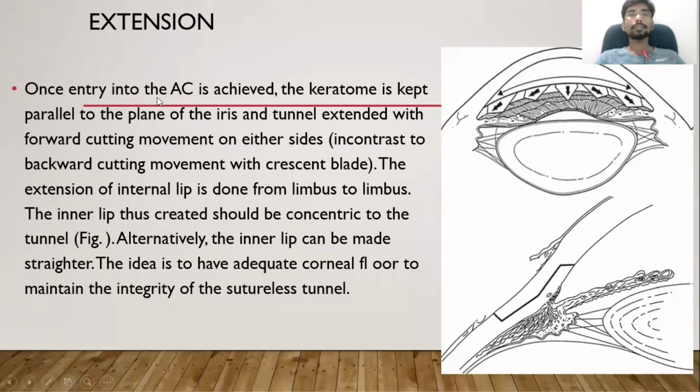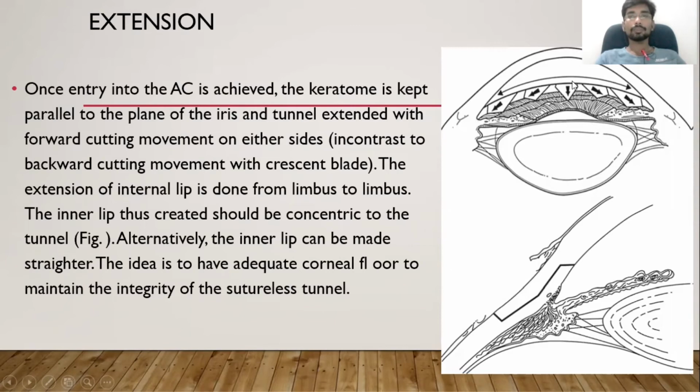Extension. Once the entry into the AC is achieved, the keratome is kept parallel to the plane of the iris and tunnel extended with the forward cutting movement on either side, in contrast to backward cutting movement with the crescent blade in case of external tunnel. So the extension of internal lip is done from limbus to limbus. Inner lip thus created should be concentric to the tunnel. Alternatively, the inner lip can be made straighter. So the idea is to have adequate corneal floor to maintain the integrity of the sutureless tunnel.